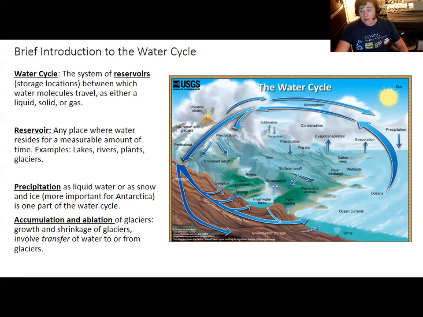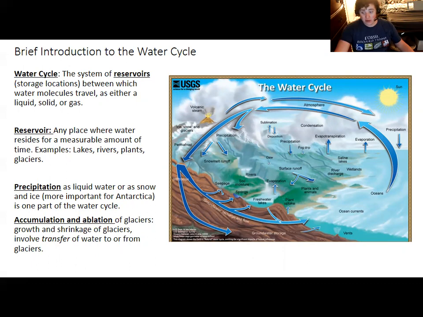Now, with precipitation, remember that precipitation can be either rainfall or snowfall, and snowfall is a bit more important in Antarctica. The water that would otherwise fall as rain is falling very sparsely as snow in Antarctica, and that is what builds the glaciers. When the glaciers get bigger, they are said to be accumulating.